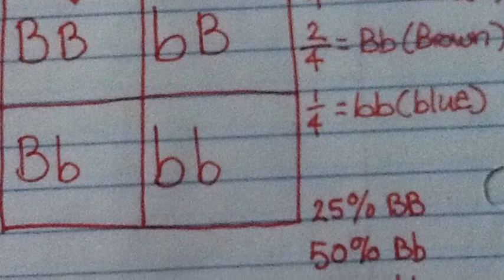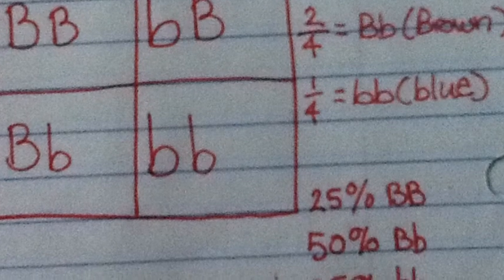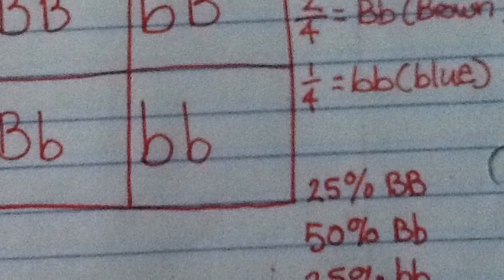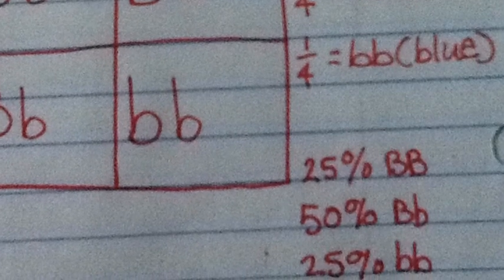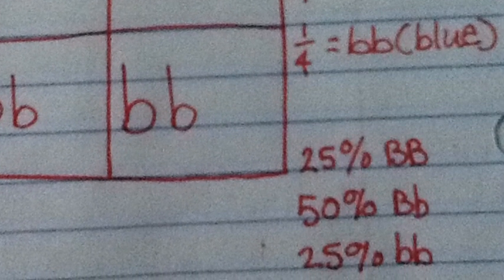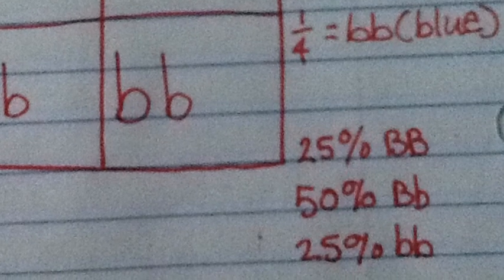Whatever your results, a good way to check them is if they add up to 1 if you're using fractions, or 100% if you're using percents. So here, 25% plus 50% plus 25% is 100%. So that looks right.